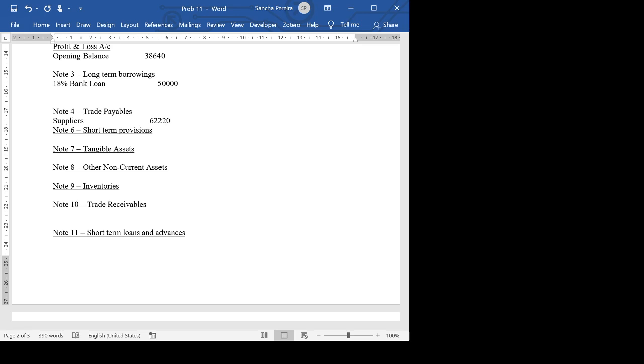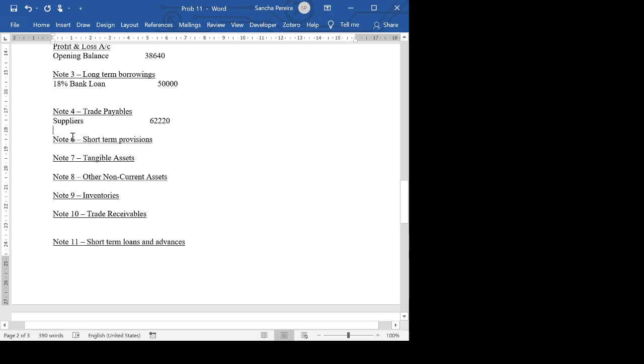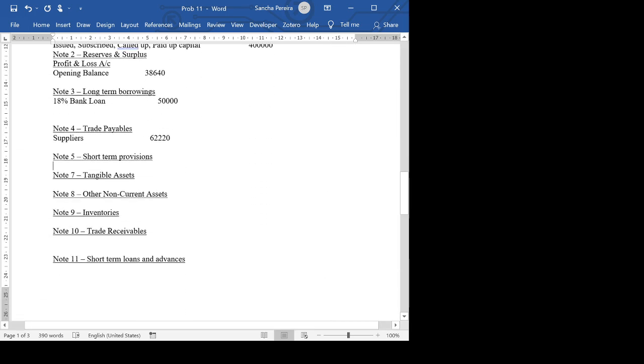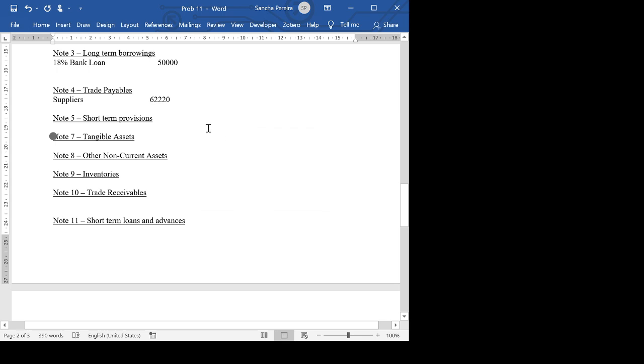Then we have short-term provisions. We do have some here. This would be note 5. Short-term provisions, right now we don't know what it is. Two things that will come here are provision for income tax and proposed dividend. We don't know either of these right now, so we will have to keep that blank. And we go to the last one, which is other current liabilities.